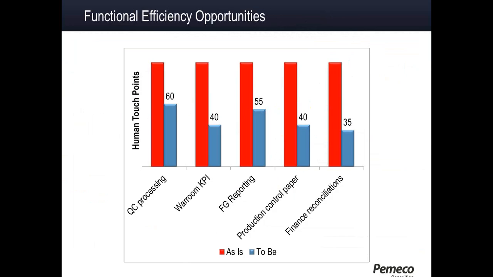Now, this is again from another client, actually a recent one that Jonathan and I were at. We're going to come back and give you the estimate. For this particular client, QC processing was a 40% reduction. The numbers there represent the level of effort compared to the as-is. So in this particular case, we were at a 45 to 50% reduction as far as the human touch points required in the different business processes that we looked at.